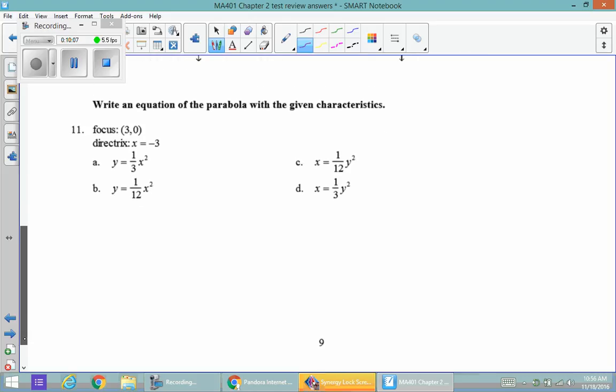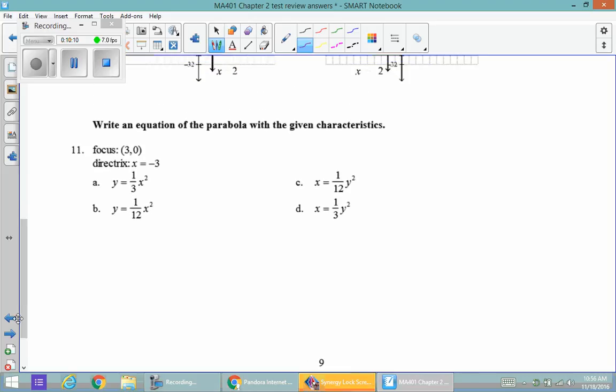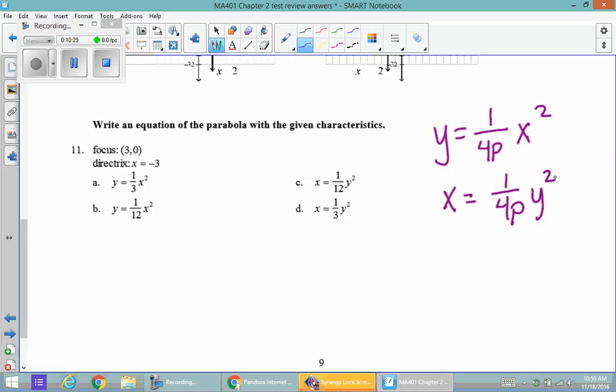Okay, the meat and potatoes of chapter 2 right here. We've got this focus and directrix thing. So remember, the focus is always in the dish, and then we have two formulas. y equals 1 over 4p x squared, or x equals 1 over 4p y squared. Keep in mind, these guys open up and down, these guys open left and right. They open that way depending on the sign. This would be a positive and a negative and a positive. So there's your quick lesson for you. So keep in mind, focus always in the dish.